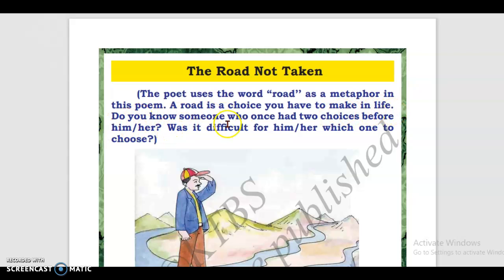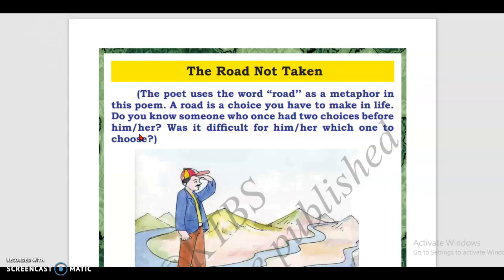Do you know someone who once had two choices before him or her? Was it difficult for him or her to decide which one to choose? Okay, so here the poet has used the word road as a metaphor.